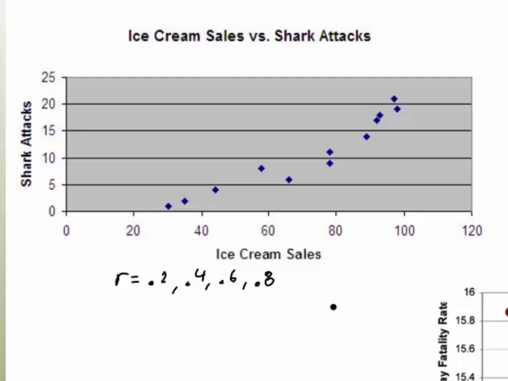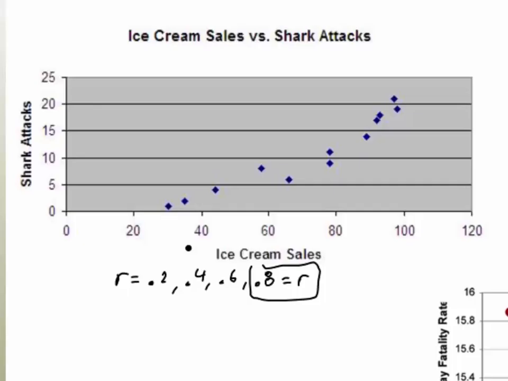Okay, according to these, 0.8. All right, so 0.8 might be the best guess out of those four choices. Why? We have a pretty strong linear trend here. So ice cream sales is a good predictor, a good explainer of the frequency of shark attacks.